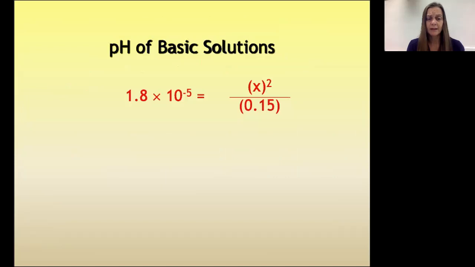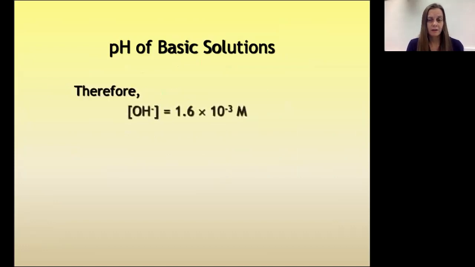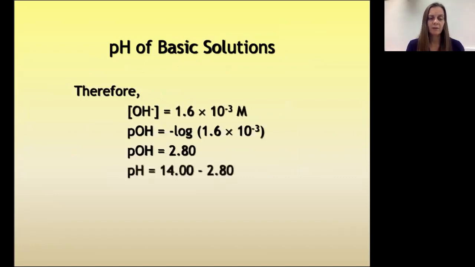Now we're going to plug all of that into our Kb expression: 1.8 times 10 to the negative fifth equals X squared over 0.15. We're able to solve for X, and we get 1.6 times 10 to the negative third. That 1.6 times 10 to the negative third is our hydroxide ion concentration. We can find pOH by taking the negative log of that concentration. And then from pOH, we subtract from 14 to find that the pH of our solution is 11.2.